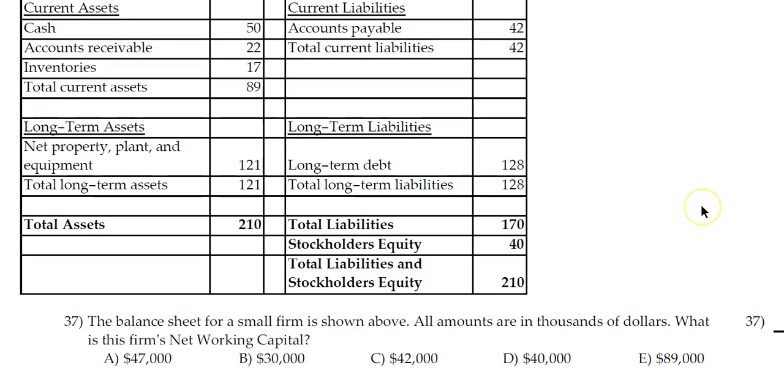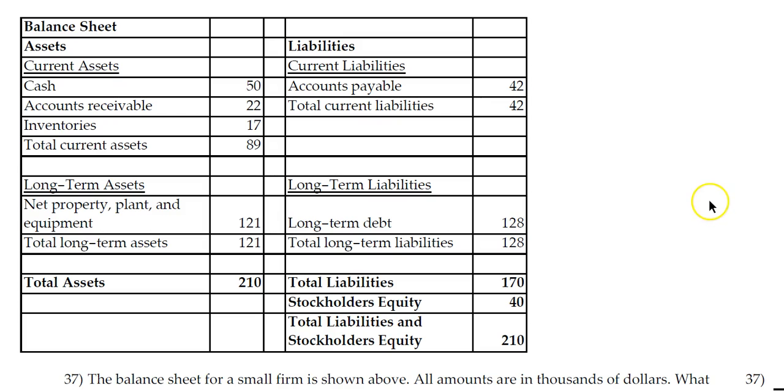Okay, question 37. The balance sheet for a small firm is shown above. All the amounts are in thousands of dollars. What is this firm's net working capital? We know that net working capital consists of cash plus accounts receivable plus inventories minus accounts payable. Okay, so current assets minus current liabilities.